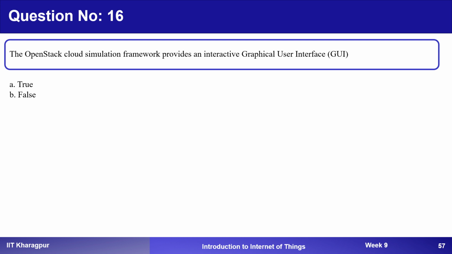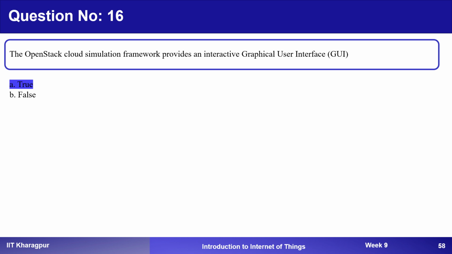So this statement is true, and the GUI is, anyone? The name of the GUI. Graphical user interface, ma'am. I'm not asking the full form. The name of the GUI which is provided by OpenStack. Ma'am, is it the name of the dashboard? So Horizon is the GUI which is provided by your OpenStack. So the name of the GUI is Horizon.